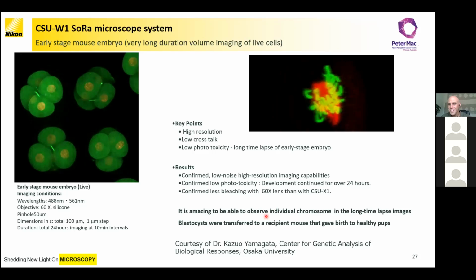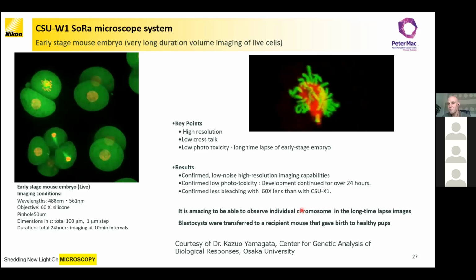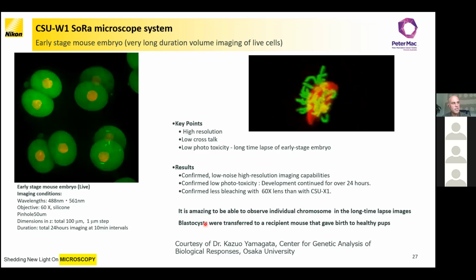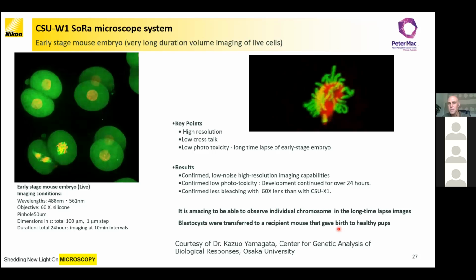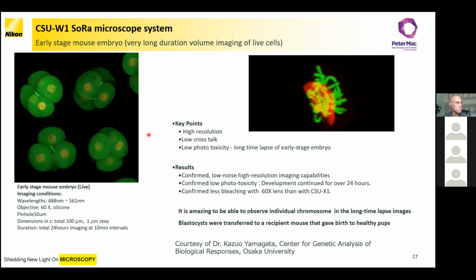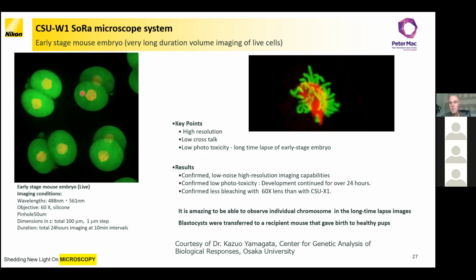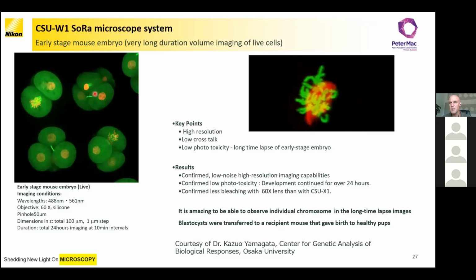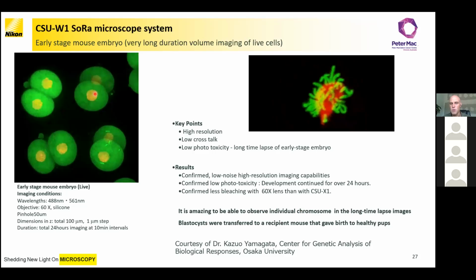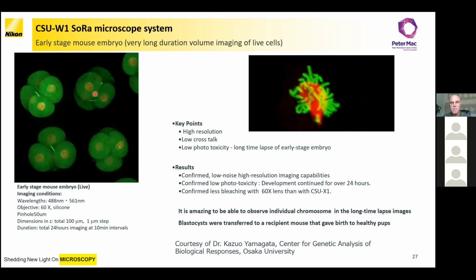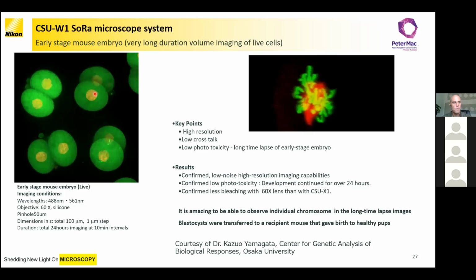I think the really astounding part of this is that these blastocysts were then transferred to a recipient mouse that gave birth subsequently to healthy pups. So these embryos actually became mice. They lived. They were perfectly formed and perfectly functional when they were born. So I think as evidence that the spinning disc system is safe to use on live samples, that's incredibly powerful.